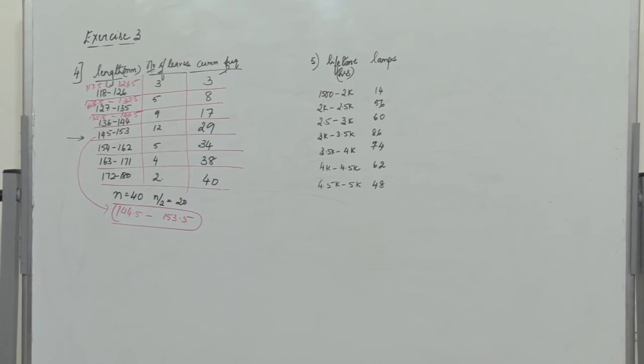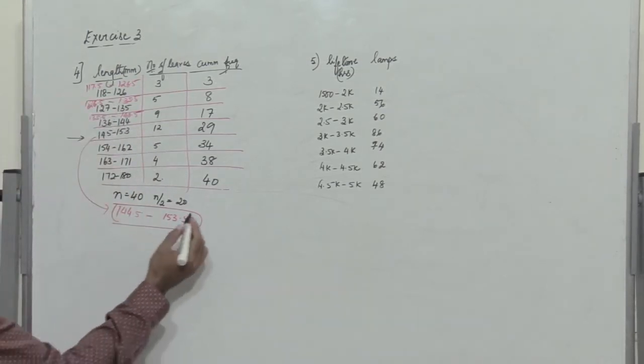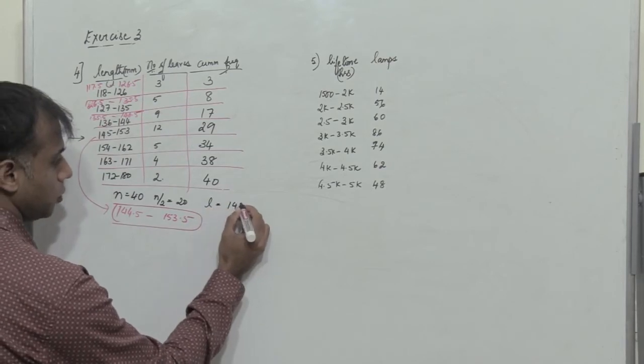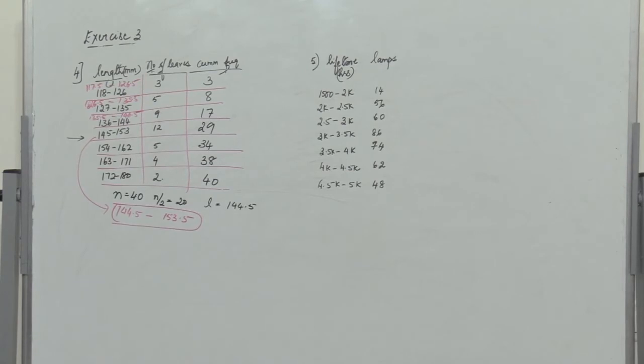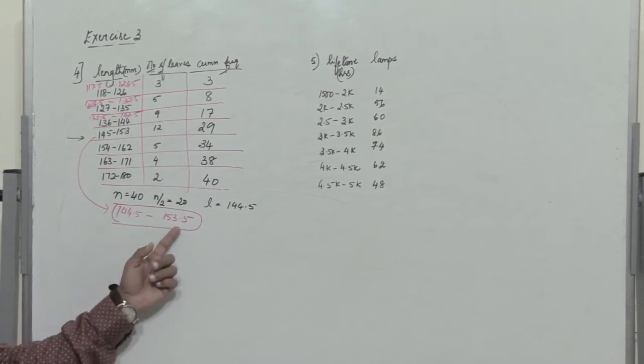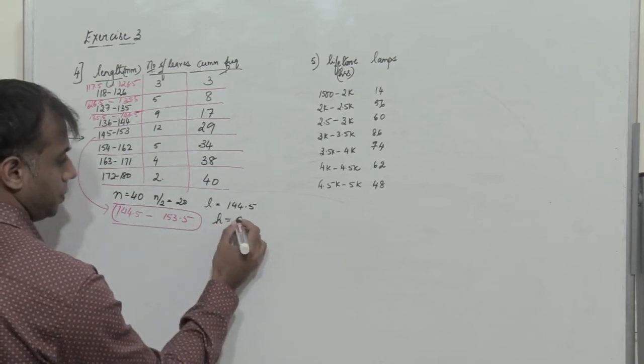Okay. So now the value of L, which we need. So L is going to be 144.5. And how do I find the value of H? I find the value of H by just subtracting the higher value minus the lower value. So 153.5 minus 144.5. So the value of H will be 9.